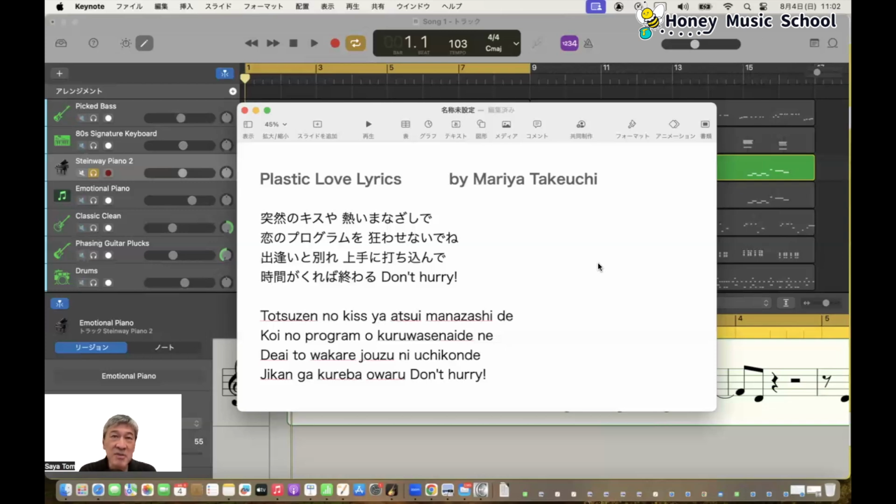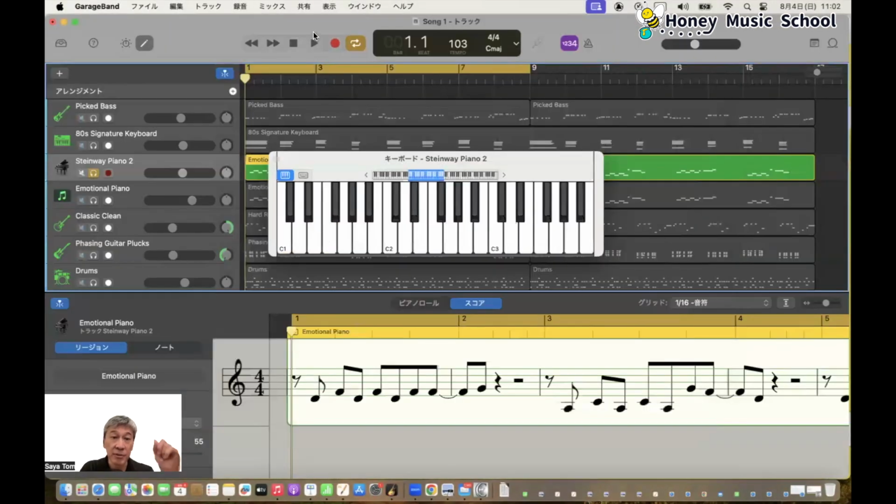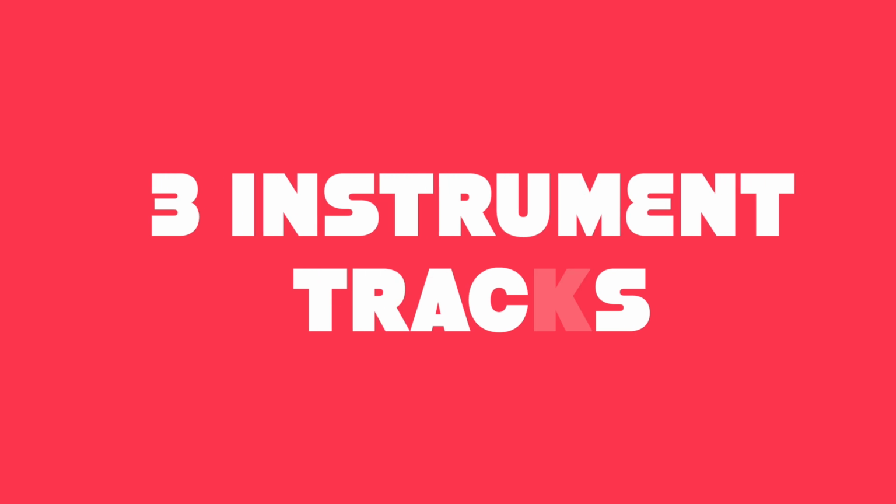When the time comes, this is going to end. So don't hurry. That's what this says. So very much reflects the time, 1984 in Tokyo and Japan. So that's the lyrics. Now let's look at the third element, which is instrumental tracks.